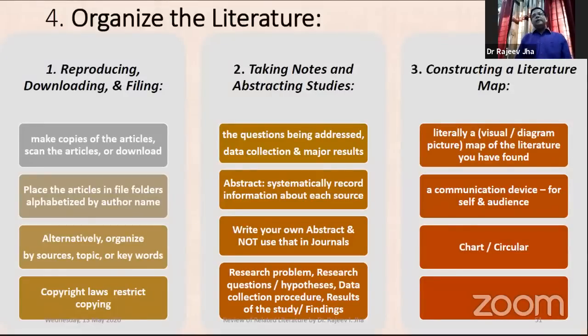The third aspect is constructing a literature map, because a visual diagram speaks volumes about what is there in your mind. So literally, the visual or diagram picture map of the literature that you have found, you have to make this. It is not to be taken from somewhere. A communication device for self as well as the audience, the readers of your research or review. And it could be in various forms, for example, chart, circular. Next slide, please.